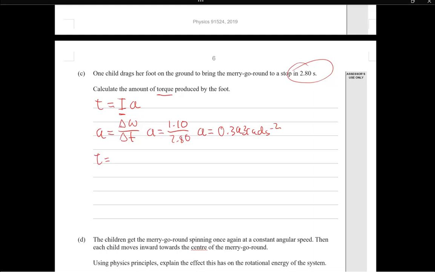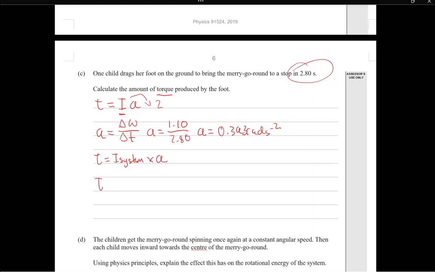One of the ways people mess up is that they use the inertia for only one of the children. You have to consider the inertia of the entire system, right? Because she's stopping the merry-go-round and the other children from spinning, right? So you have to use the inertia of the system and not the individual components times the angular acceleration.